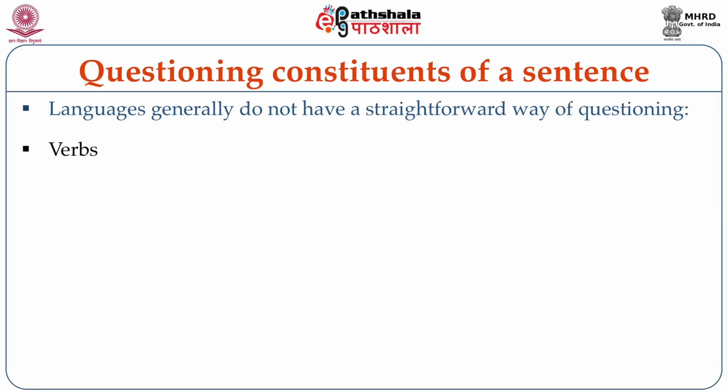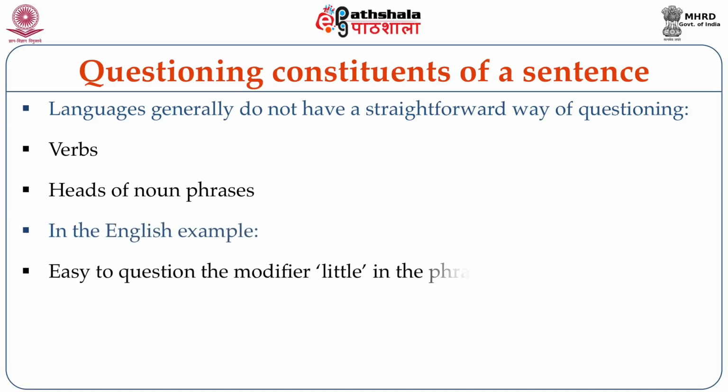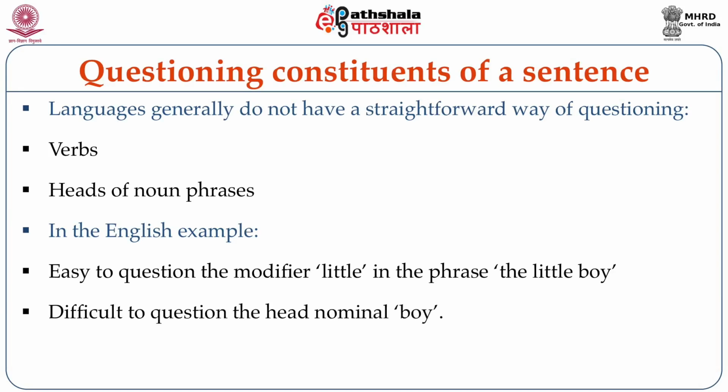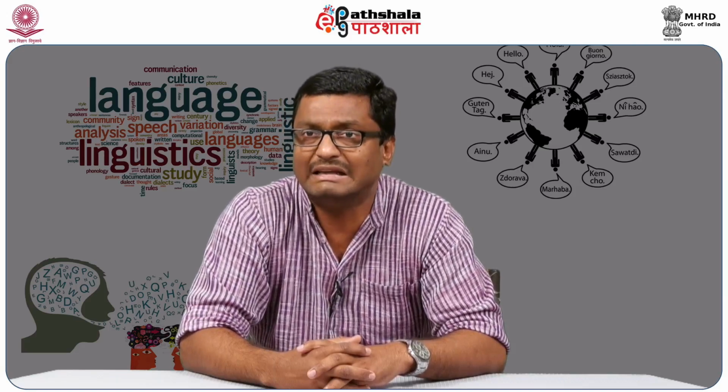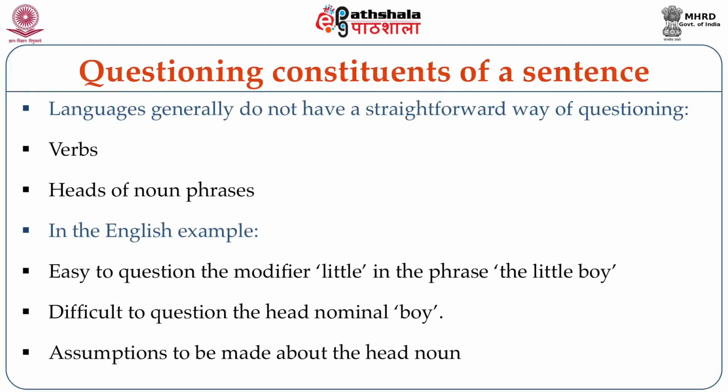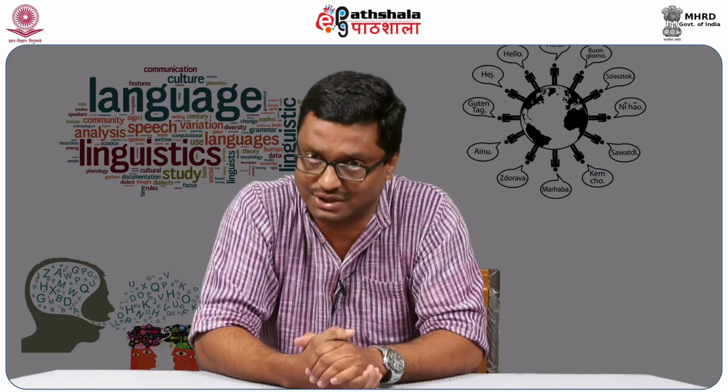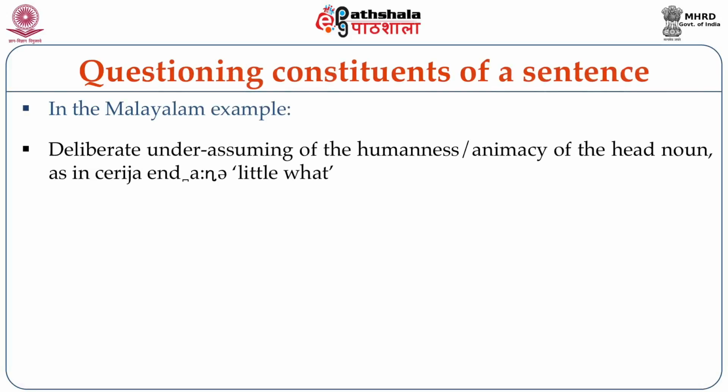Languages generally do not have a straightforward way of questioning verbs or even heads of noun phrases. In English, for example, it is easier to question the modifier little in the phrase the little boy by asking which boy than it is to question the head nominal boy. You have to go around saying the little what or the little who, and it doesn't sound natural. One has to make assumptions about the head noun, like it being a human or an animal, etc., to be able to question it. In Malayalam, in contrast, the same is done by deliberately underassuming the humanness or animacy of the head noun, as in cheriya endana, little what it is.